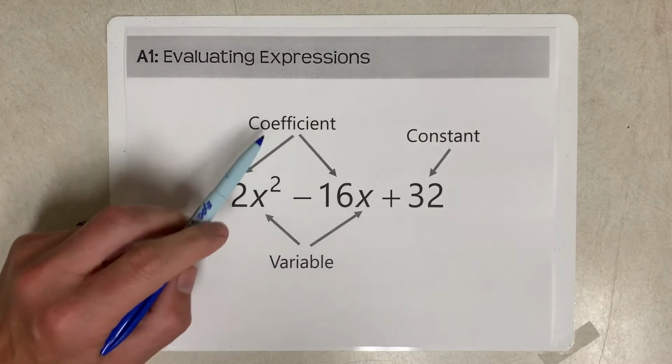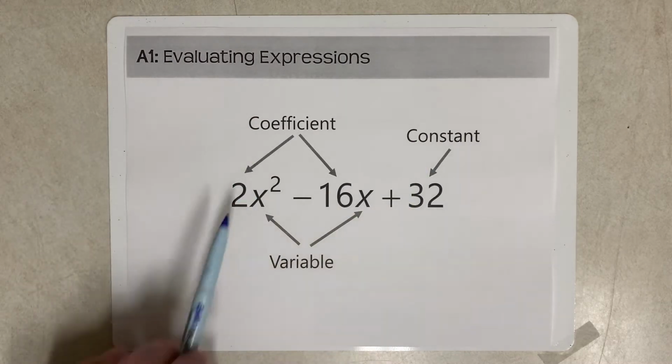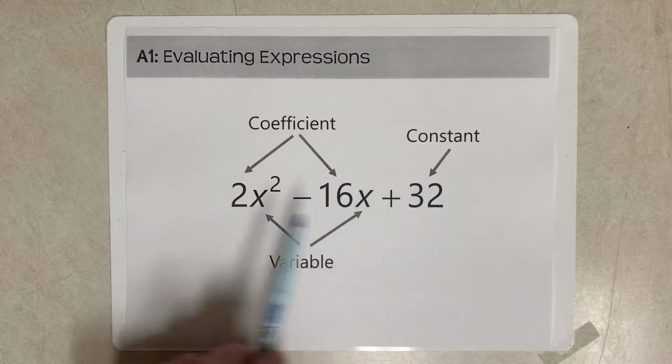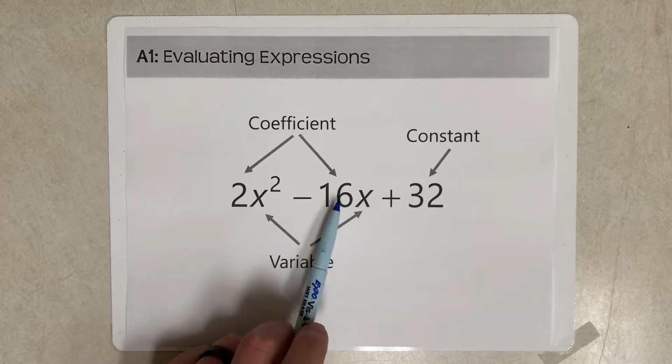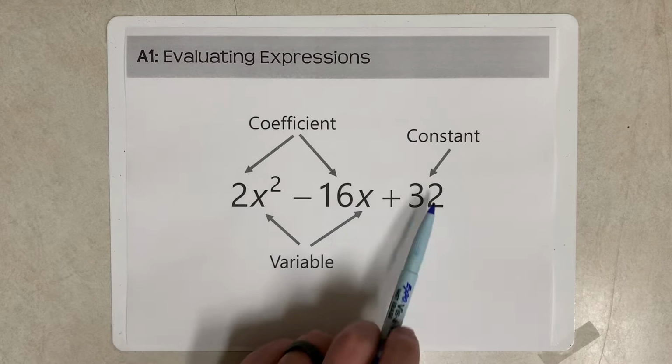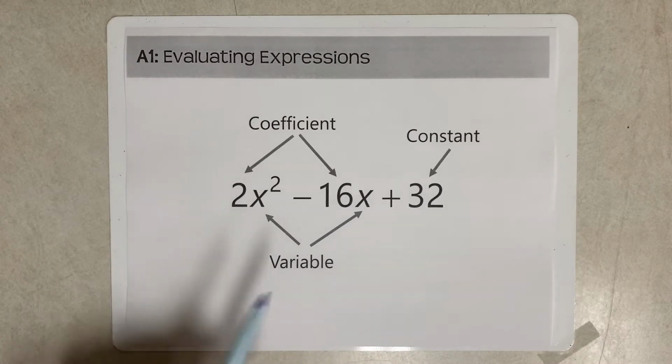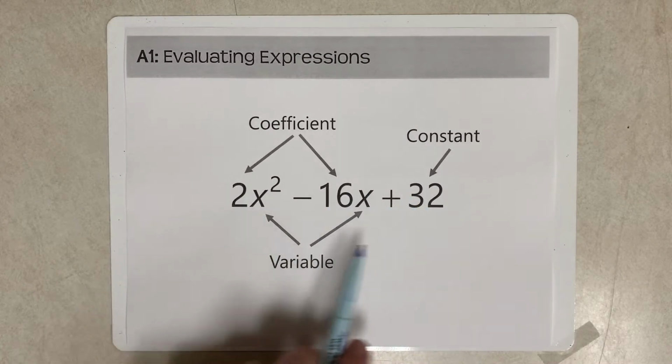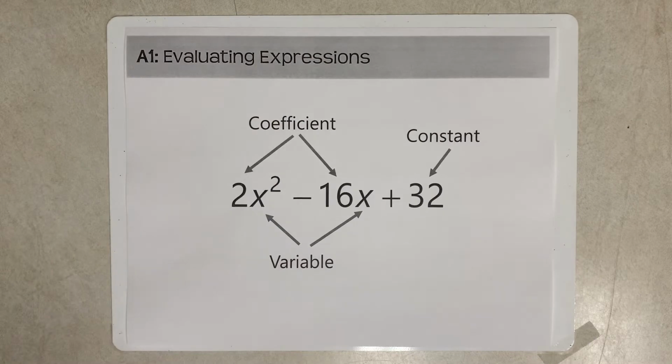So coefficients, variables, and constants, all of these are terms. So 2x squared is a term, negative 16x is a term, and 32 is a term. So this has 3 terms, and we actually call that a trinomial. All right, so let's take a look.